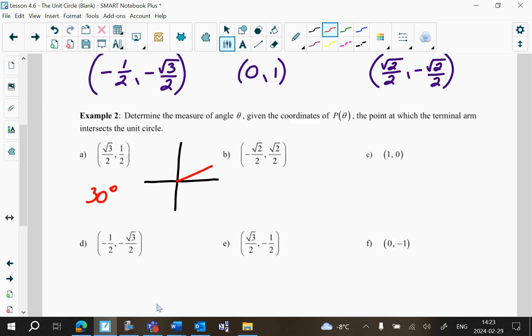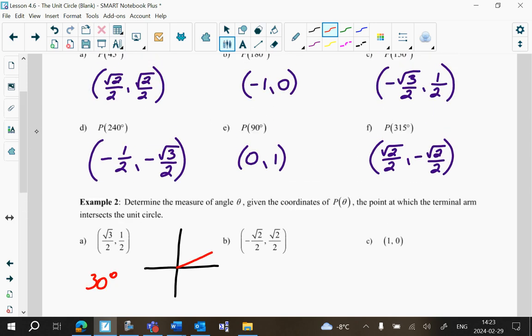What does what mean? Oh, P just means what point. Yes.